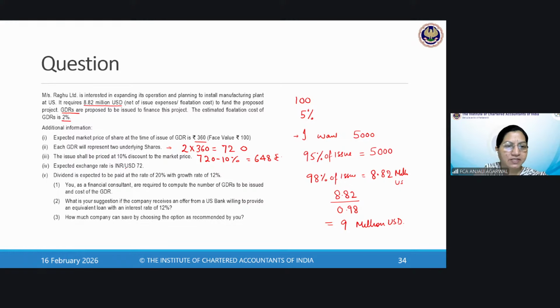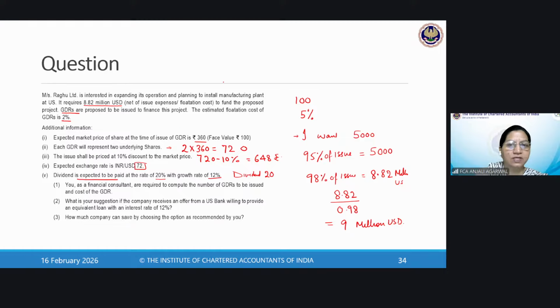The expected exchange rate is INR USD 72. So 1 US dollar is equivalent to 72 rupees. Dividend is also expected to be paid at the rate of 20% and growth rate is 12%. Now 100 rupees is the face value. The 20% dividend will always be applied on the face value. So the dividend is going to be 20. Further, it is the expected dividend.